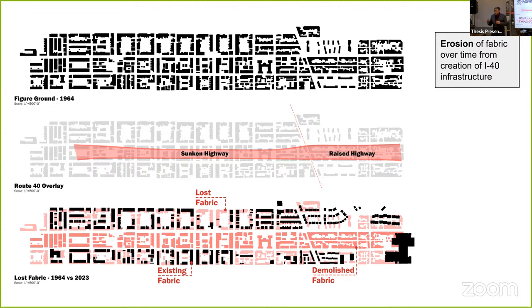Down at the bottom graphic here, you can see that there is a color code, and what is in the most saturated red is things that were immediately displaced. But then there's decay over time because of the impact that this infrastructure had on this community that was here from the I-40.